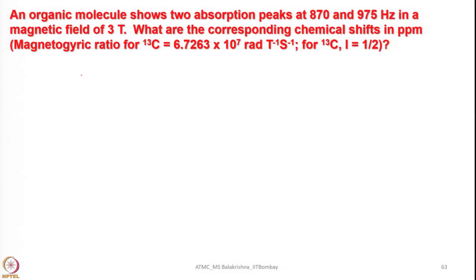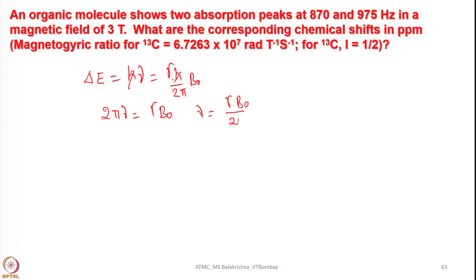So now you should remember only one equation here, it is very simple. Delta E equals h nu equals gamma into h over 2 pi into B naught, where B naught is the applied magnetic field and h is Planck's constant. Now if h cancels, then 2 pi nu equals gamma into B naught, and then nu equals gamma B naught over 2 pi. So now B naught is given and gamma is also given, let us apply here.